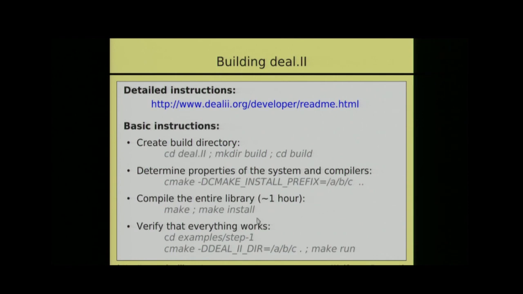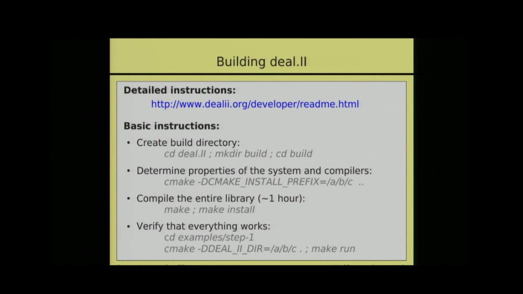So make and make install first compile all of these C++ files into object files, and then install the library that comes out of this together with all the header files into the final location. This is a process that takes on the order of 1 hour if you do it like I'm showing you here with just make. But I'll show you a shortcut in a second where if you have multiple cores in your computer, then you can make this a lot faster.